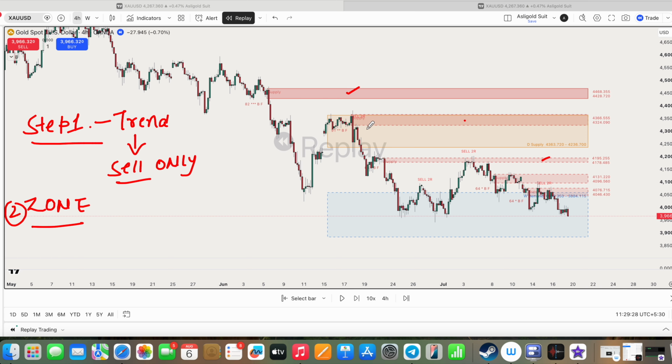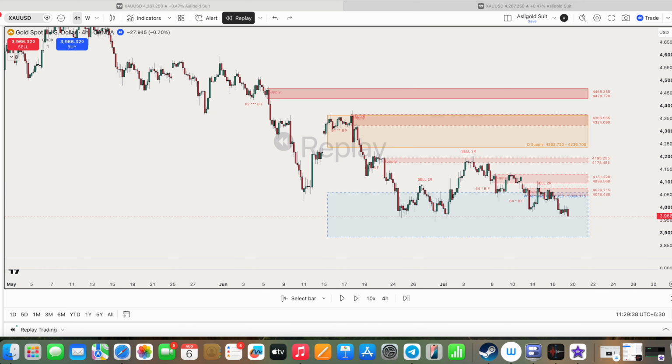Find a strong move down like this one. Now go where it started. Look at this point, the last small push before the big drop. You draw a box around that pause. That box is your supply zone. Look how many we have on this chart, stacked one below the other, here and here and here. Because in a downtrend, price keeps creating fresh supply above as it falls.